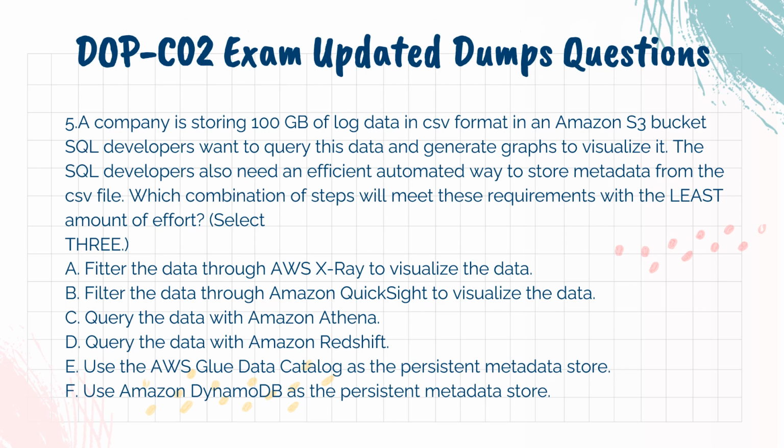Select 3. A. Filter the data through AWS X-Ray to visualize the data. B. Filter the data through Amazon QuickSight to visualize the data. C. Query the data with Amazon Athena. D. Query the data with Amazon Redshift. E. Use the AWS Glue Data Catalog as the persistent metadata store. F. Use Amazon DynamoDB as the persistent metadata store.